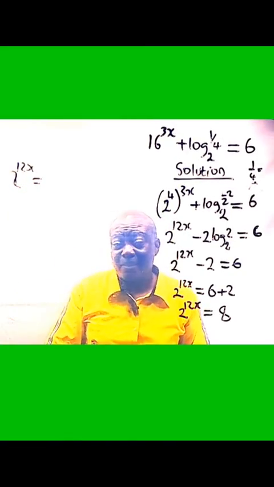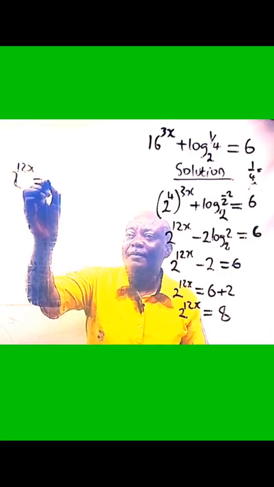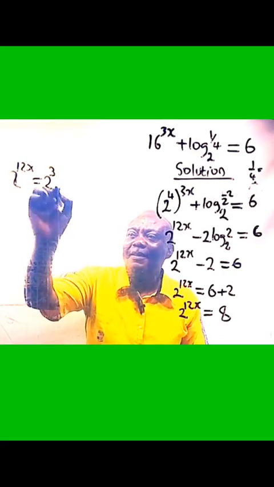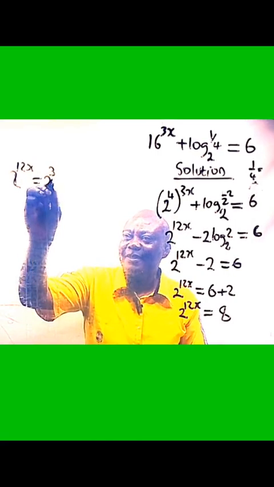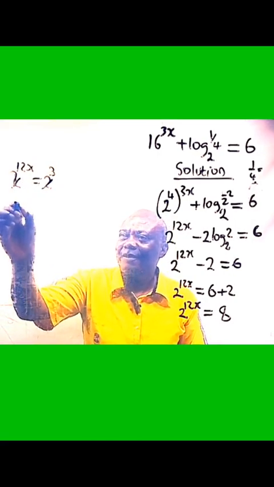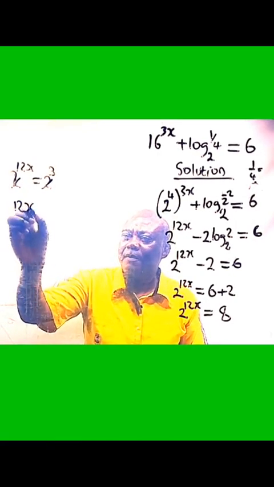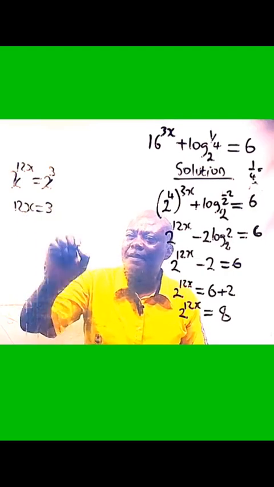This 8 you can write as 2 raised to the power 3. You see the bases are equal, so they cancel out. What you have here will be 12x equal to 3.